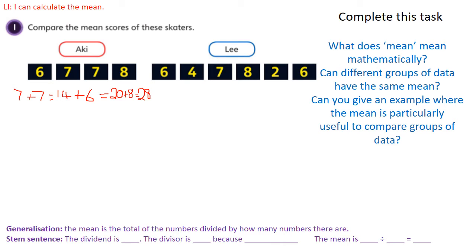The divisor is 4, because there are 4 scores. So the mean is 28 divided by 4. Now, whoever knows their 4 times table can work that out for me.